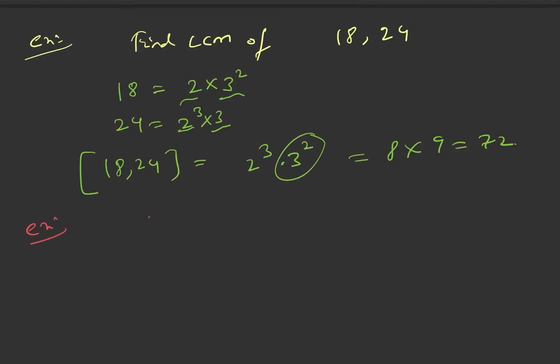For example, find LCM of 15 and 65, right? So 15 is nothing but 3 into 5, and 65 you can prime factorize as 5 into 13.